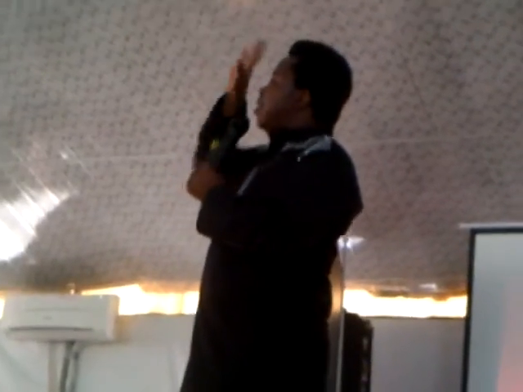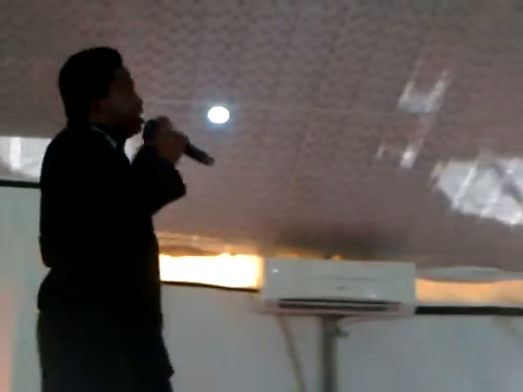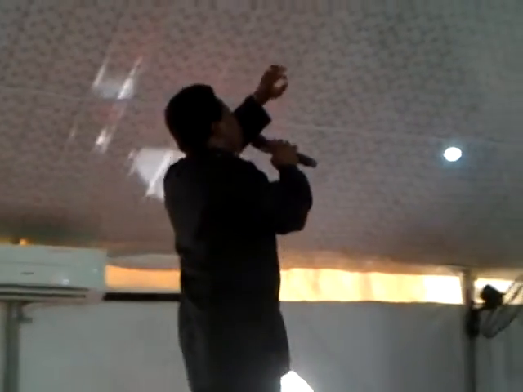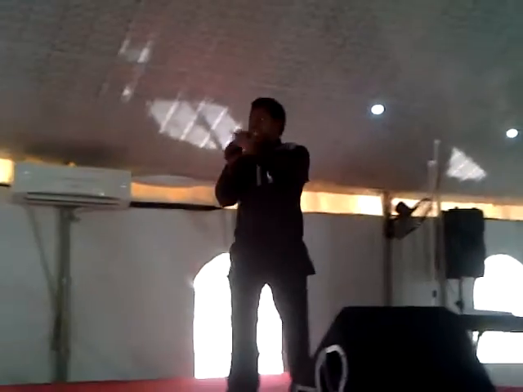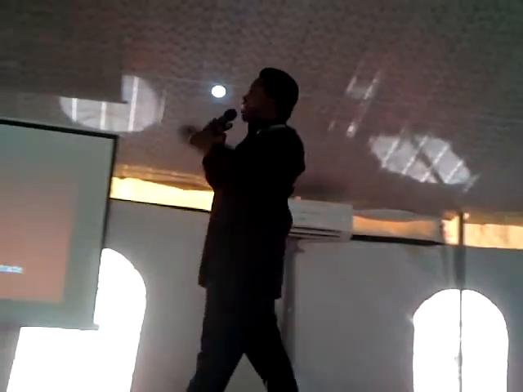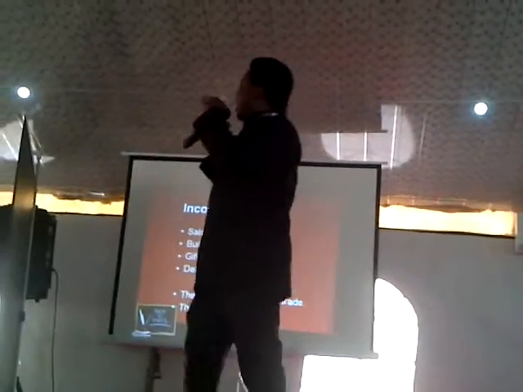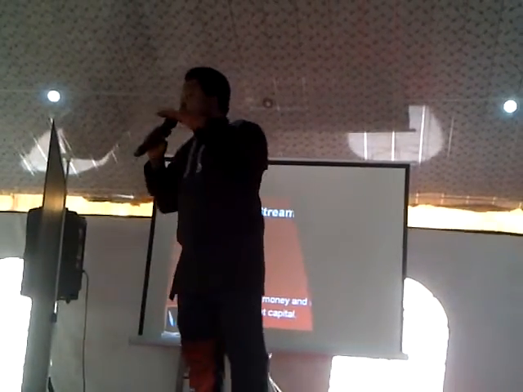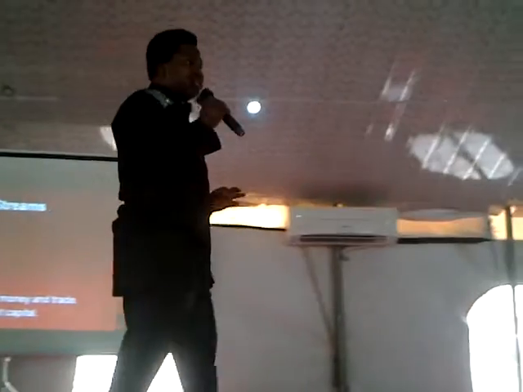Get the annual figure divided by 12. It's the monthly figure I want you to capture. Your current snapshot should be a monthly figure. If you have a house and your tenant is paying 408,000 naira per annum, divided by 12, that's 34,000 naira. That's your passive income.